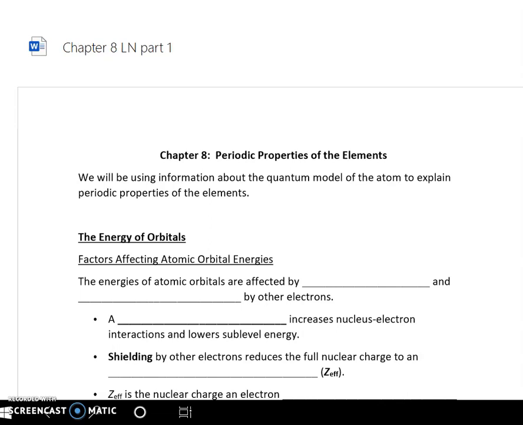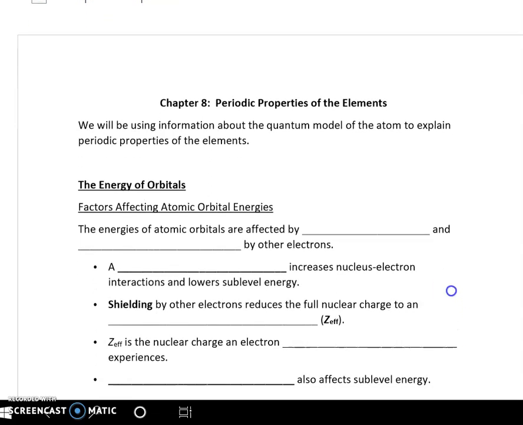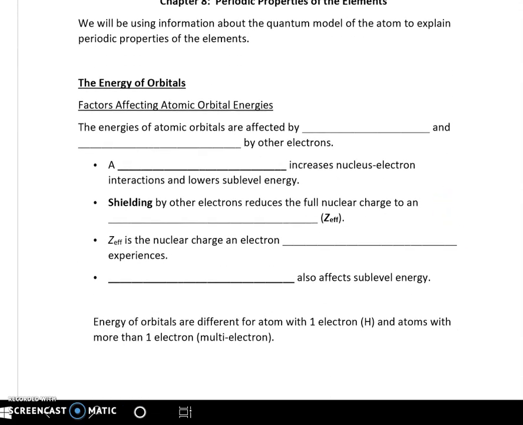A lot of you have already done this already. We're going to get into the trends in atomic radii and ionization energy and so on. Also, towards the end of the chapter, we have electron configuration. But first, let's go over the energy of orbitals. Well, here, what are the factors that are going to affect our atomic orbital energies?